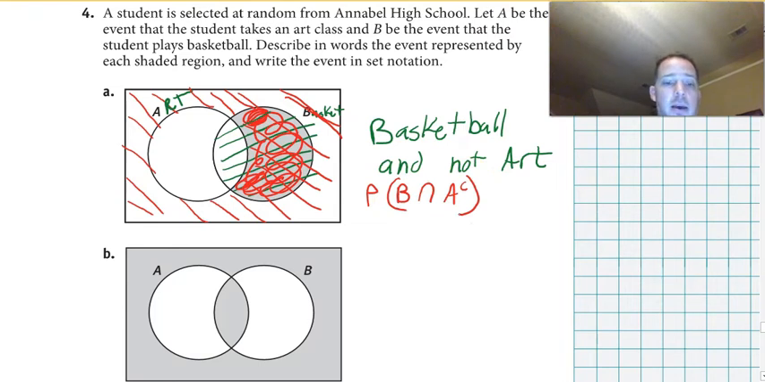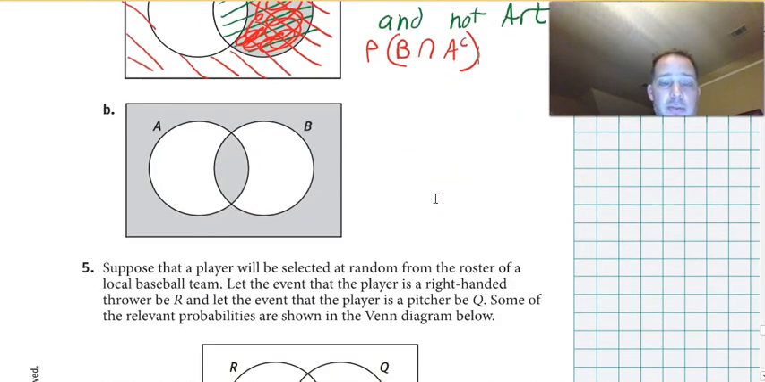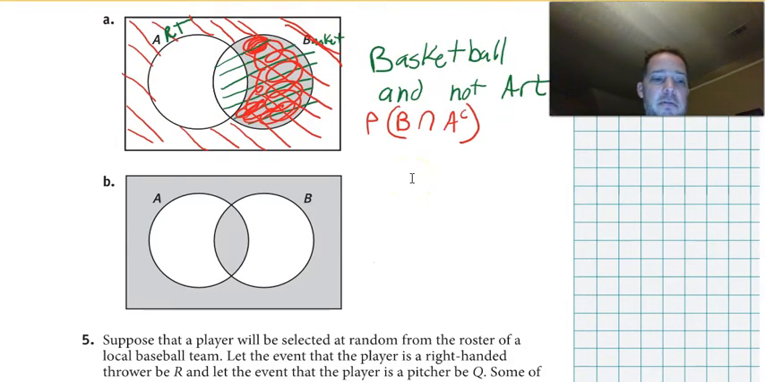All right. What about this one? Let's think about this in words first, just to make sure we know which pieces are shaded. This is the intersection here of art and basketball. So these are the students that are in both art and basketball. These would be the students that are in just basketball and not art. These are the students that are in just art, not basketball. These are the students that are in neither art nor basketball.